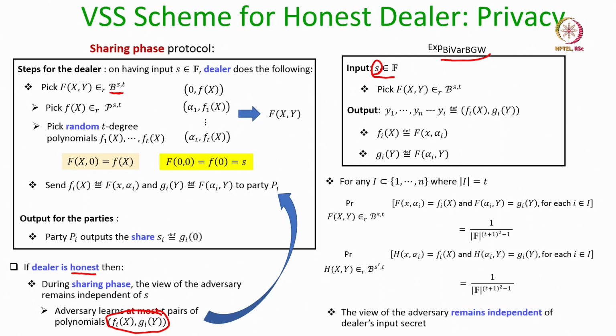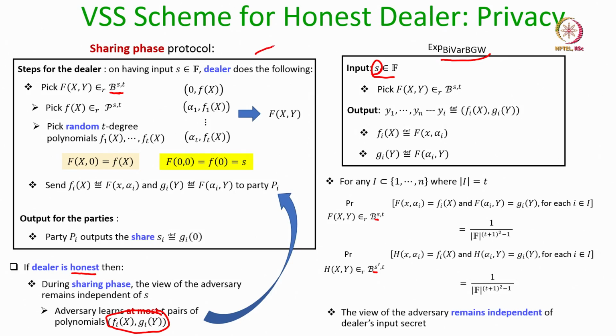That observer cannot distinguish whether the t pairs of row and column polynomials which it has seen correspond to input S or to input S prime in the experiment, and that is why the view of that observer will remain independent of the input of the experiment.